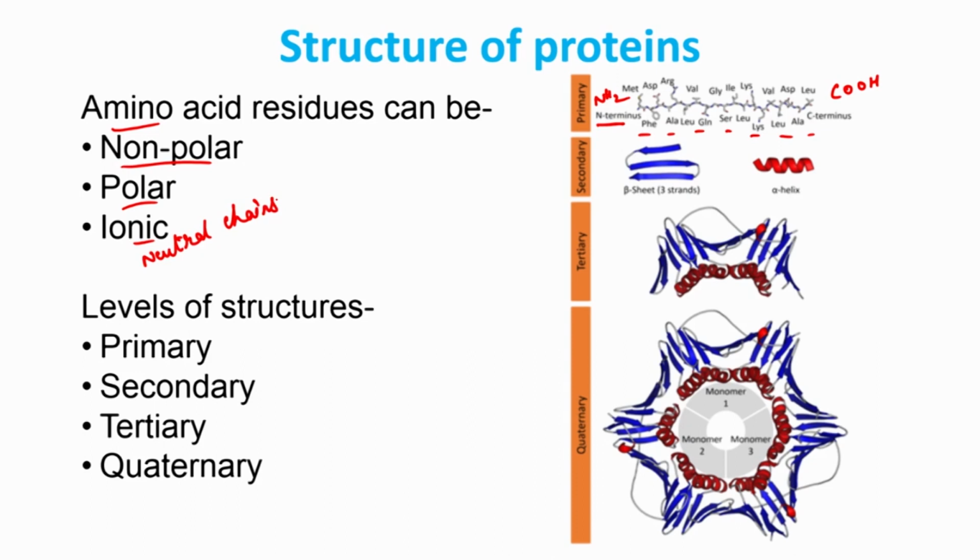So, all of these properties are present in proteins. The proteins have non-polar areas, polar areas, ionic and neutral chains. And their structures can also be primary, secondary, tertiary and quaternary. Again, all of these can have multiple configurations depending on the environment the protein is in. The quaternary structure can have infinite combinations of structure. So, all of this adds to the complexity of these proteins.